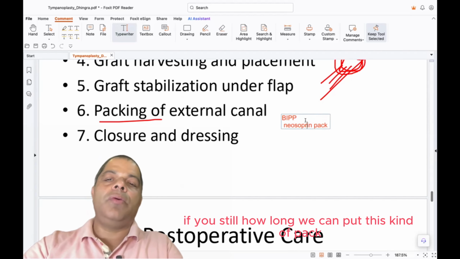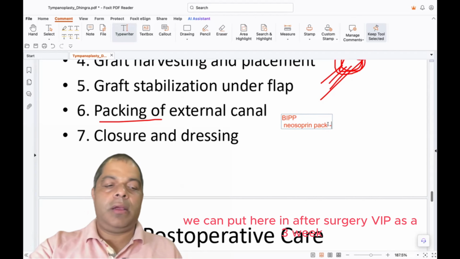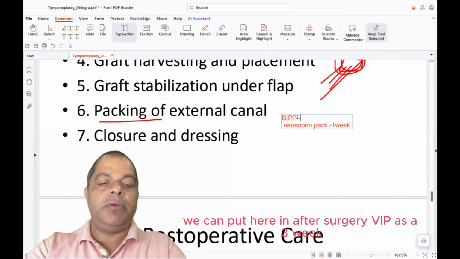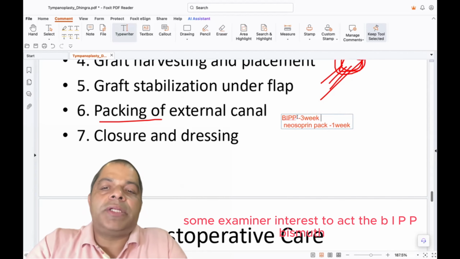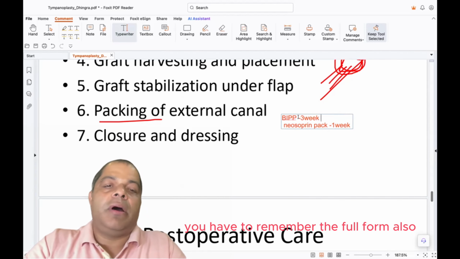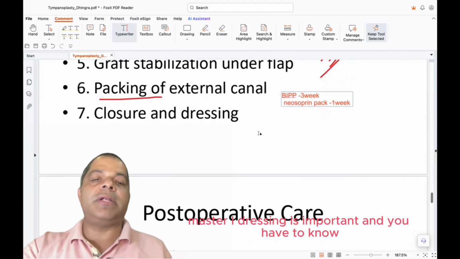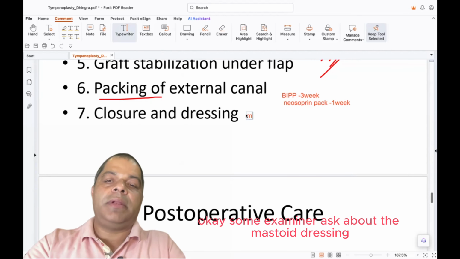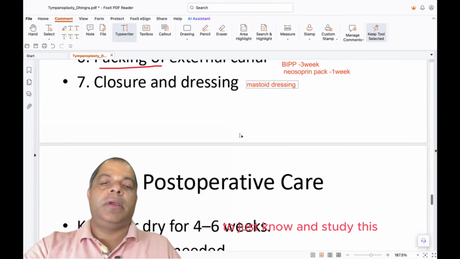You tell how long we can keep this kind of pack: neosporin, at least a week. BIPP, we can keep for 3 weeks after surgery. Some examiners ask about BIPP, bismuth iodoform paraffin paste. You have to remember the full form also. Finally, closing and dressing. Mastoid dressing is important. Some examiners ask about the mastoid dressing, so just know and study this.